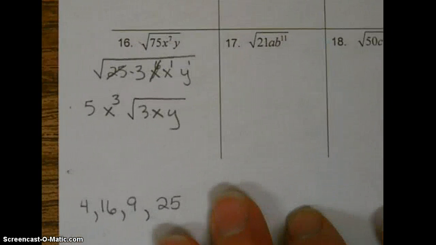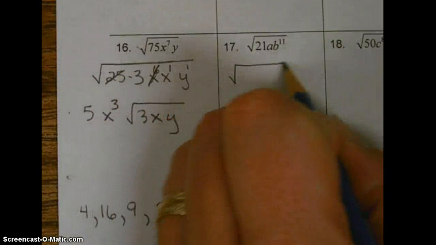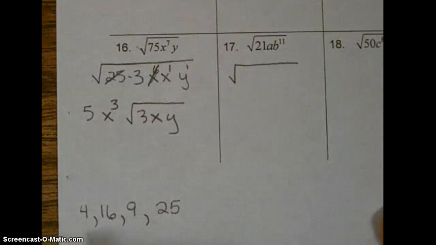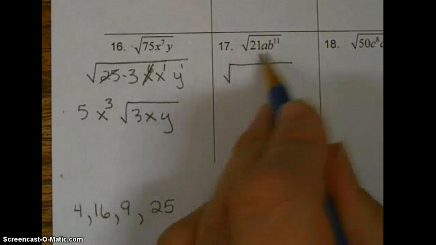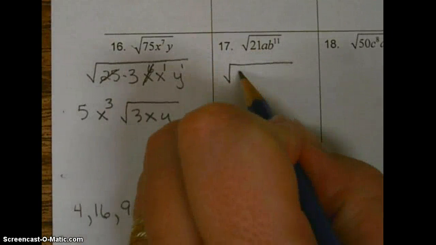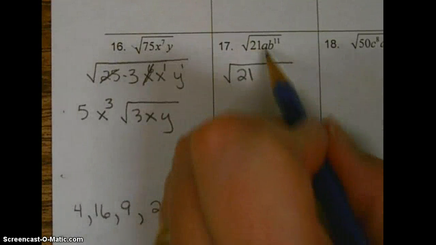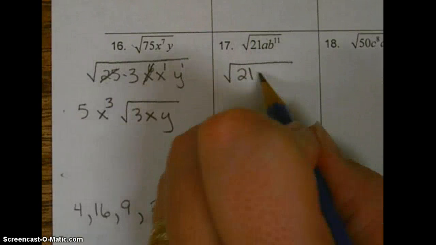Okay, let's take a look at number 17. We have the square root of 21ab to the 11th. So the square root of 21, are there any perfect squares that go into 21 evenly? Since there are no perfect squares that go into 21 evenly, we're going to go ahead and leave it as 21. Okay, then we have a to the first. A 2 does not go into 1 evenly, so that's going to stay.